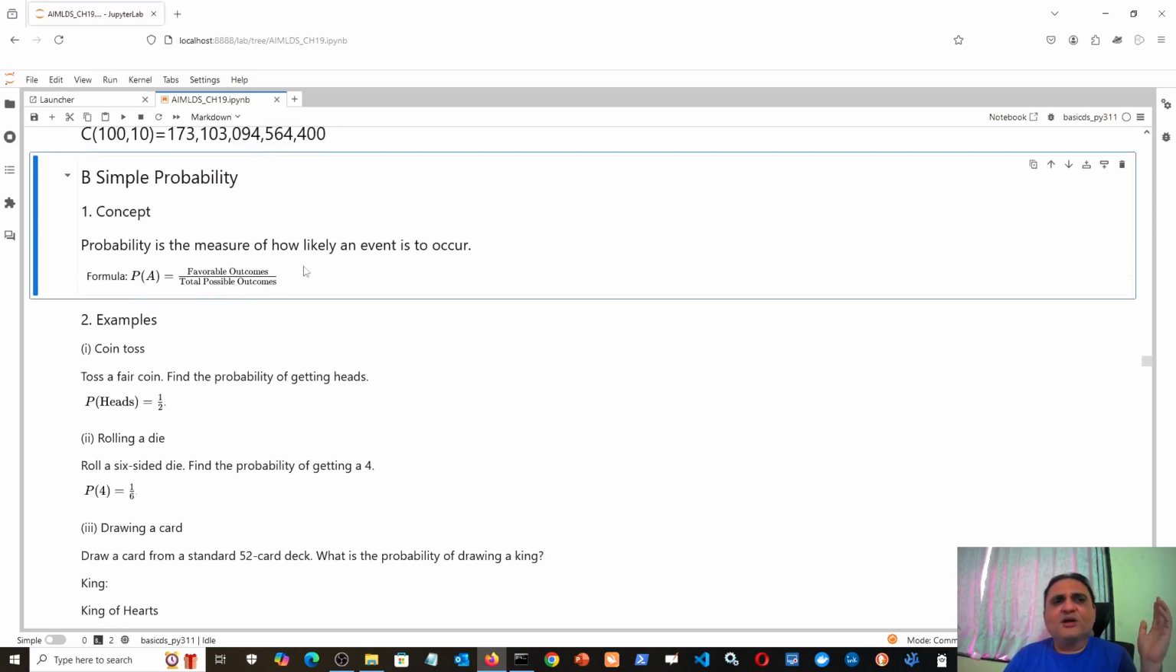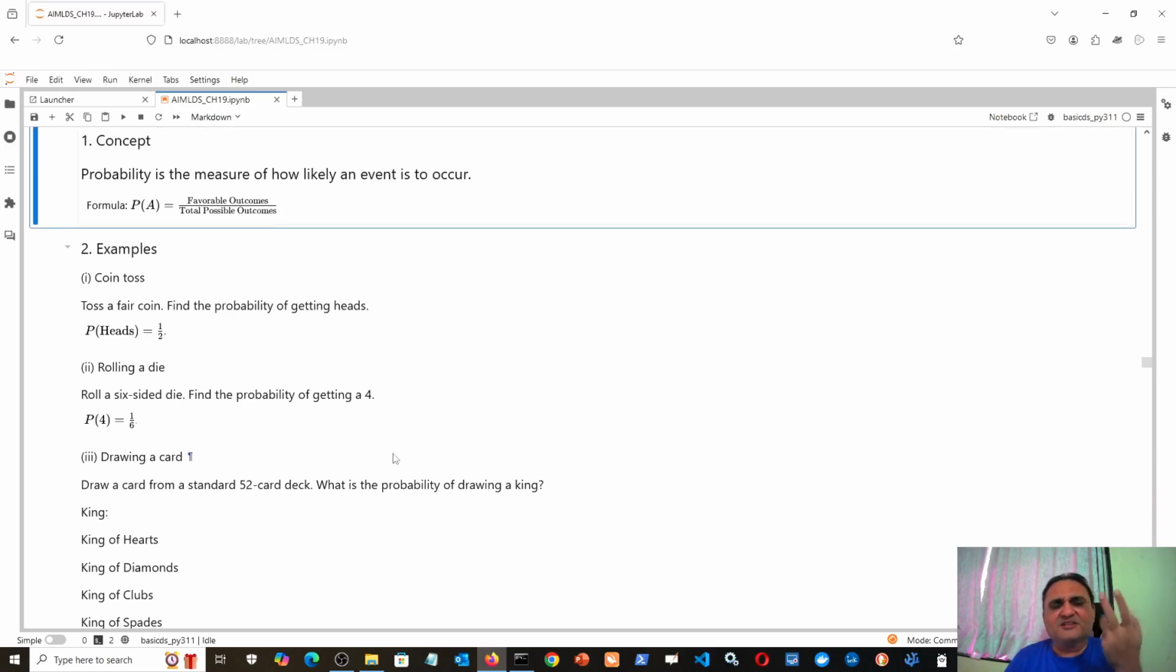Another example is what are the odds of getting any number out of 1, 2, 3, 4, 5 and 6 while rolling a die. We know that it is a cube and it has 6 surfaces. On one surface only 1 dot is given, on another surface 2 dots, on another surface 3 dots. So the total on the 6 surfaces is 1, 2, 3, 4, 5 and 6. These numbers are there, right?